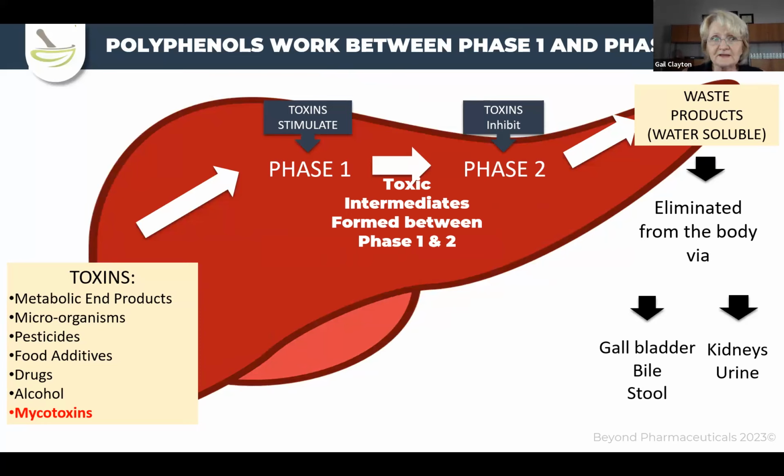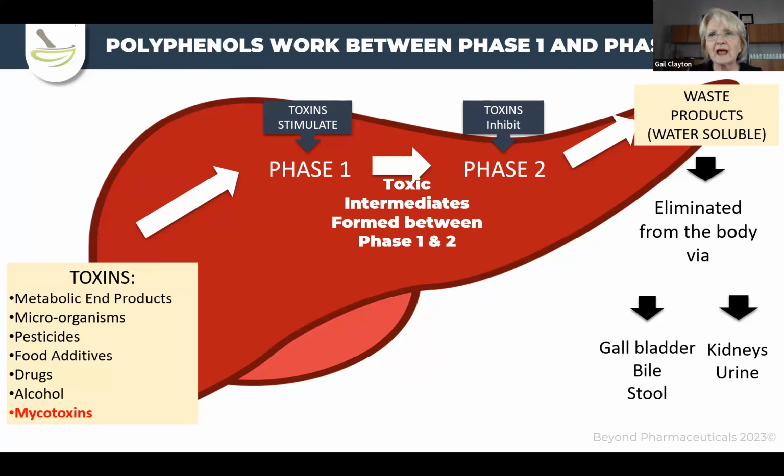So what happens when we have an overload of toxins, the phase one gets upregulated. So now phase one's working really, really hard. And we've got all of these intermediates with these hydroxyl radicals on them that are very dangerous. And then at the same time, if we have so many toxins, it inhibits phase two. So now we're really in trouble, right?